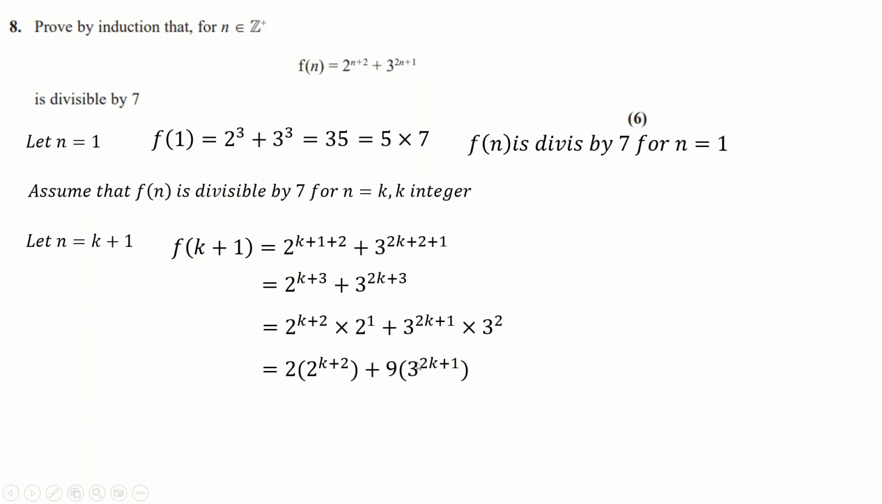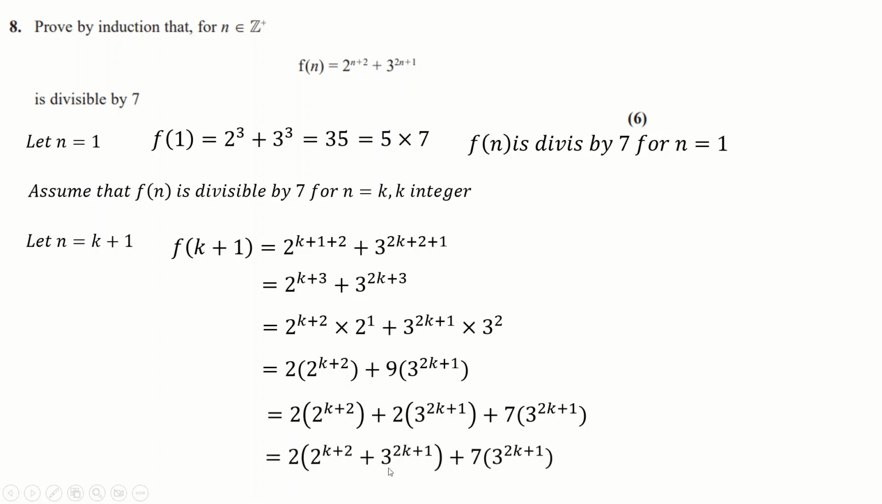And now what I can do is I can say this is not 9 lots of it, but it's 2 lots of it plus another 7 lots of it. Now factorize out the 2 here, and this is divisible by 7 by the assumption step, and this is divisible by 7 because there's a 7 there. So the whole thing is divisible by 7.